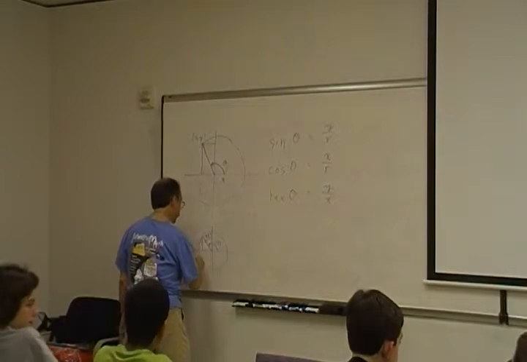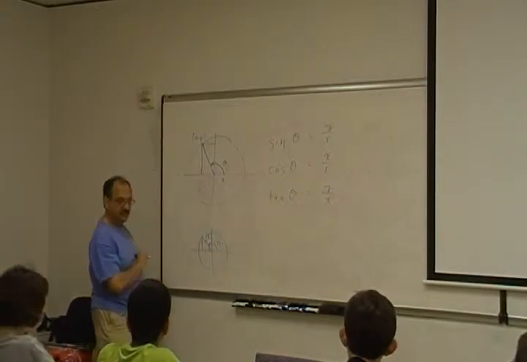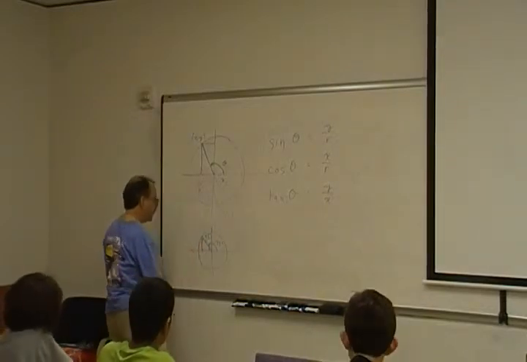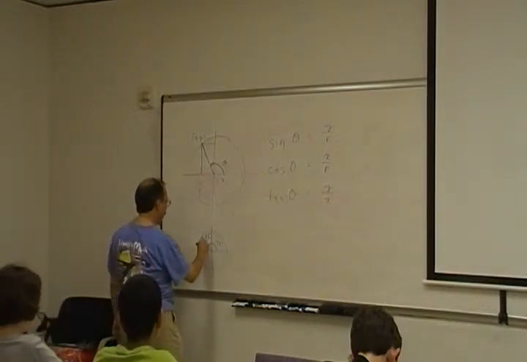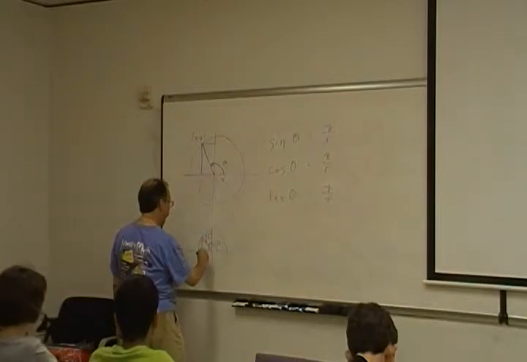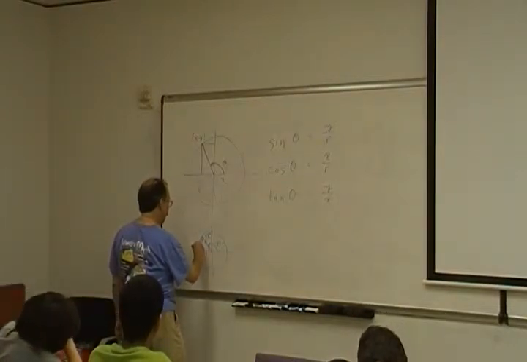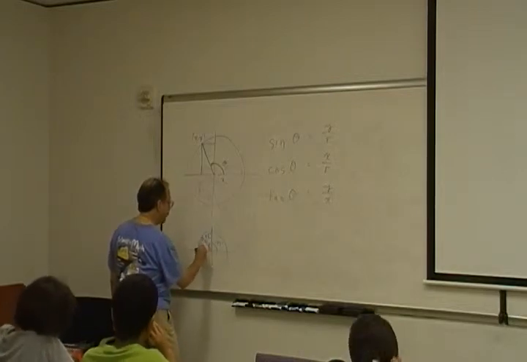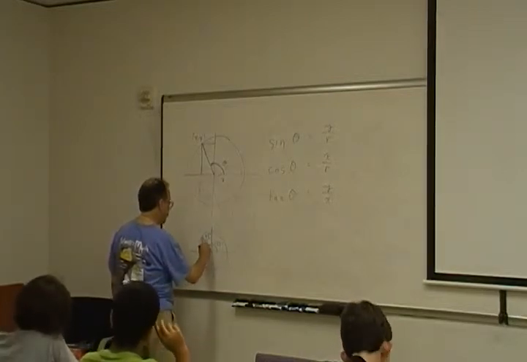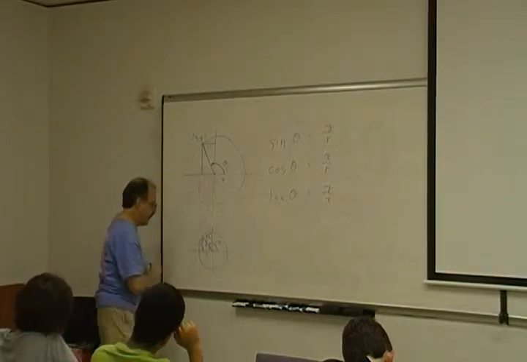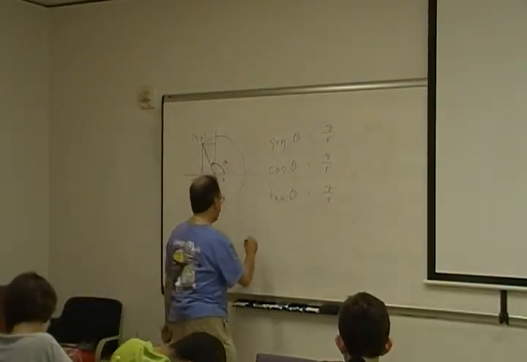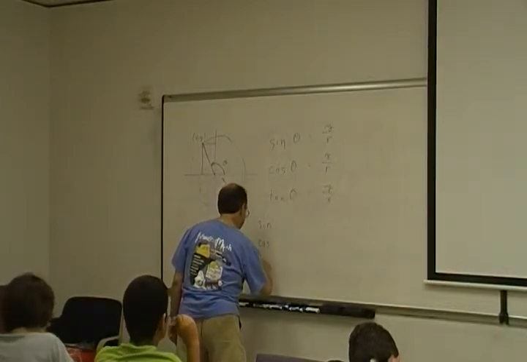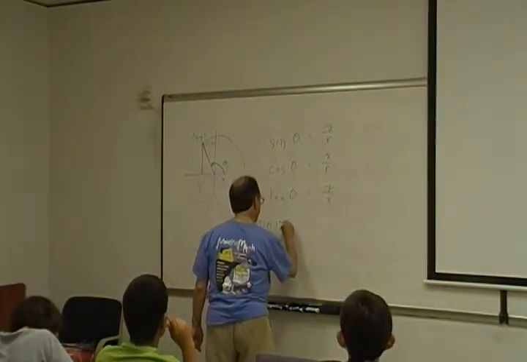Okay? So I drop a perpendicular. What's that angle? 45. What's this angle? 45. And it's a right triangle. And so if this line is -1, and this is 1, then this diagonal, the radius of the circle, will be square root of 2, okay? And we can write down the sine, cosine, and tangent of 135 degrees.